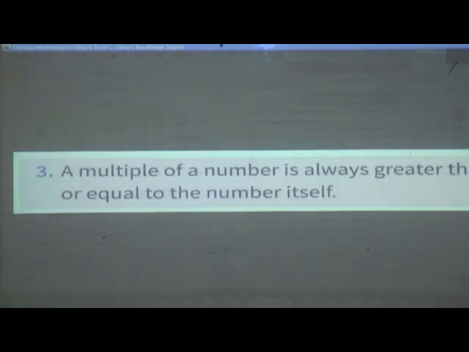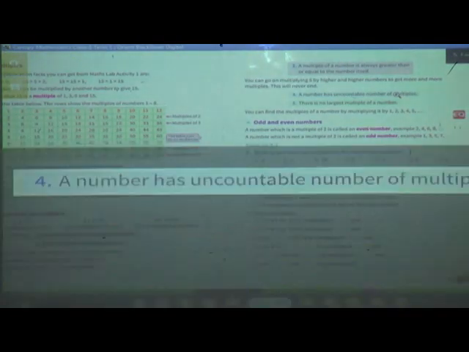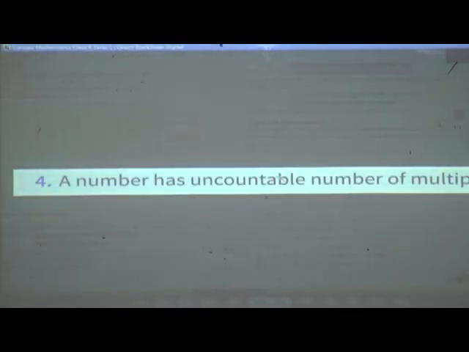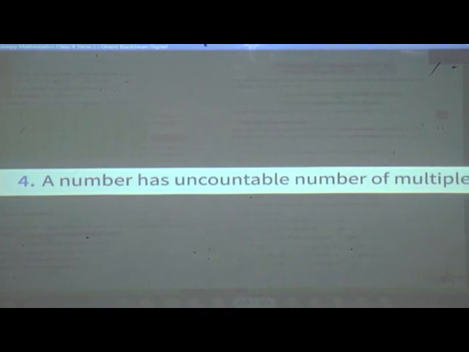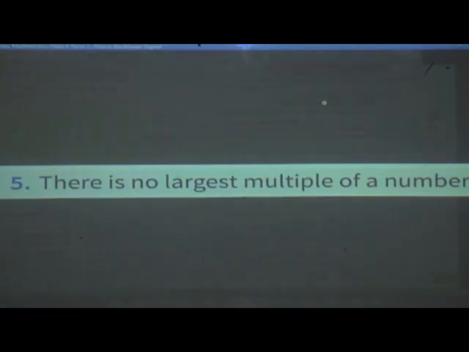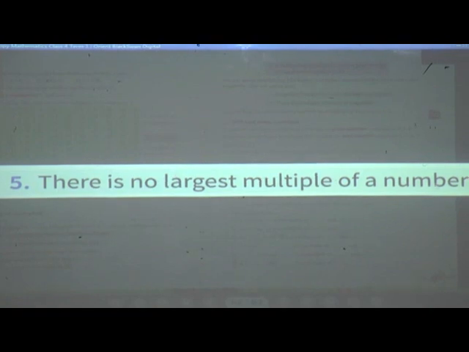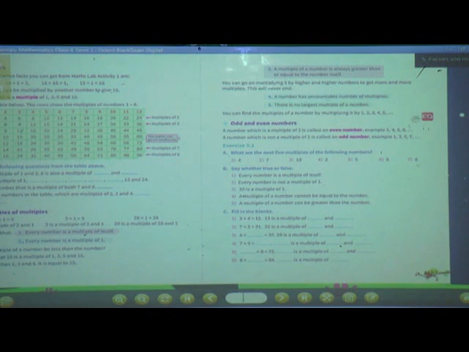Now we will revise the properties of multiples. Which is the first property, students? Every number is a multiple of itself, and the second is every number is a multiple of 1, and the third one we have studied, a multiple of a number is always greater than or equal to the number itself. And what is property number 4? A number has uncountable numbers of multiples, and the fifth one is there is no largest multiple of a number. And we have studied odd and even numbers, isn't it?